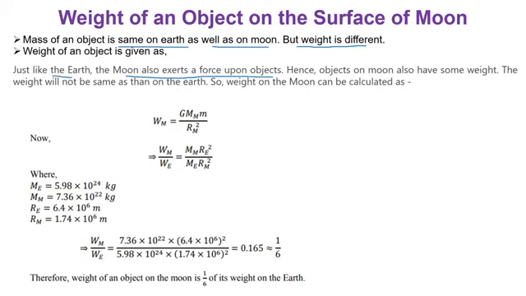Okay, so if we have to find out the weight of the object on the Moon, then we have to compare the weight of an object on the Moon with the weight of the object on the Earth, right? So the weight of an object on the Moon will come at the numerator, and the weight of the object on the Earth will come at the denominator. Now we know that weight is nothing but force. We know the formula of force.